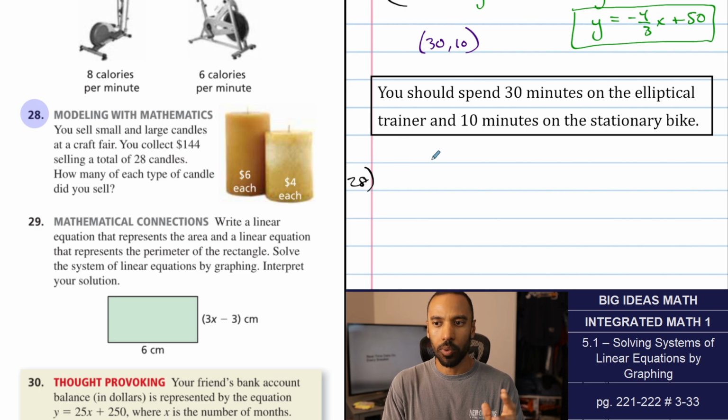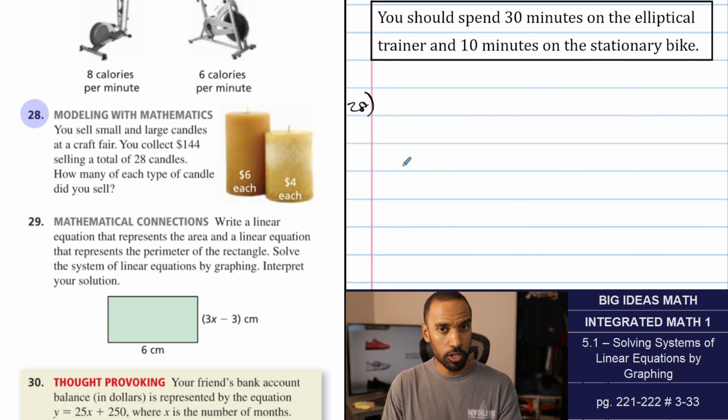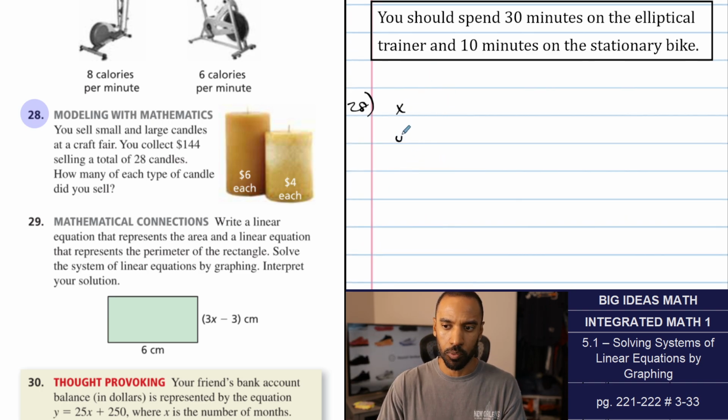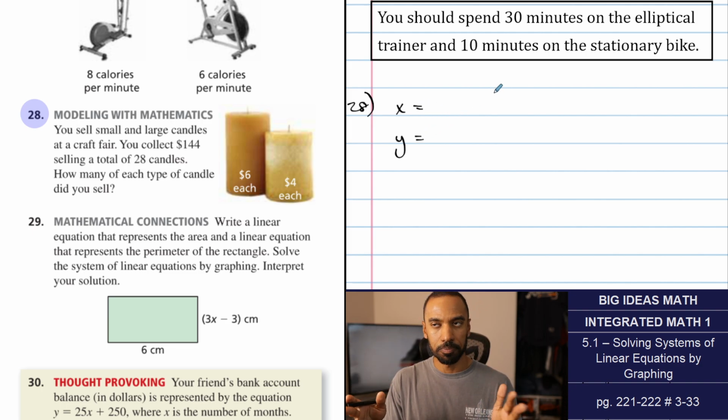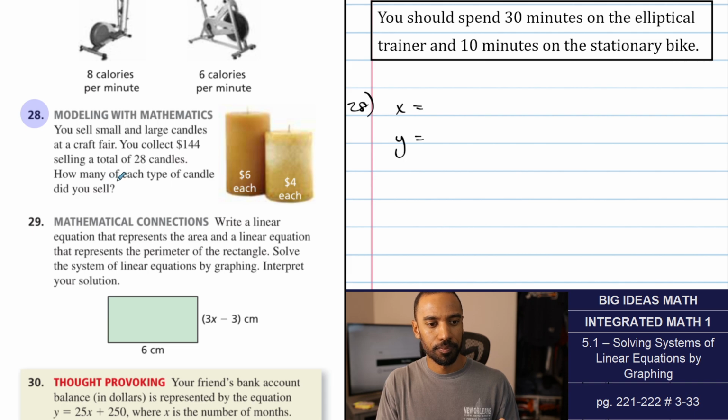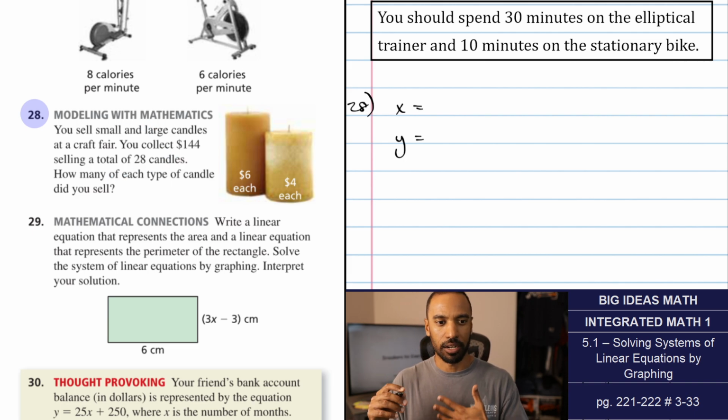Okay, if it wasn't obvious what I did for defining variables before, first of all, I used X and Y. So when it comes to graphing, we can work that out. Your definition for variables is for the things you don't know. The thing that they ask the question on helps you for that. How many of each type of candle? There's a small type of candle and a large type of candle. So X will be small candles, Y will be large candles.